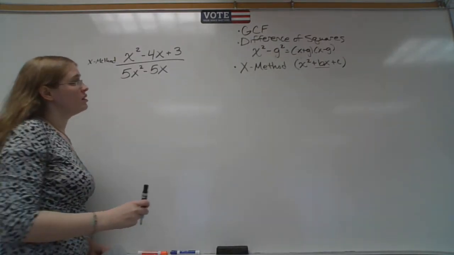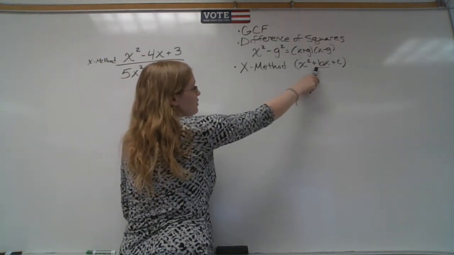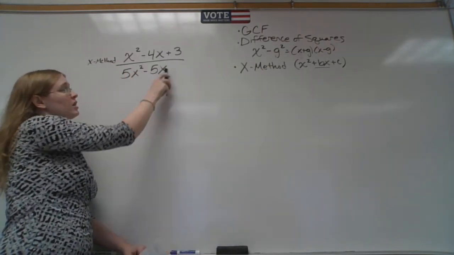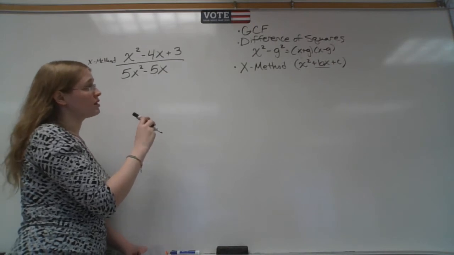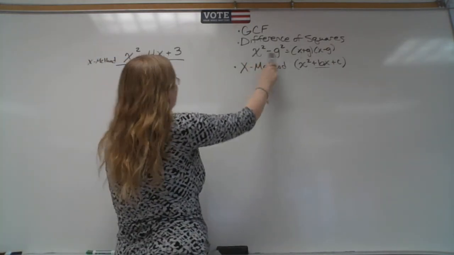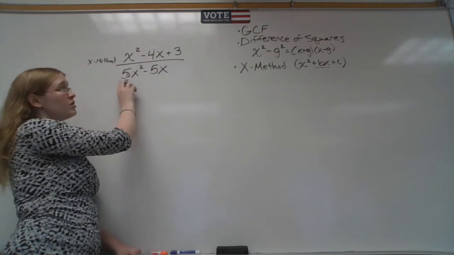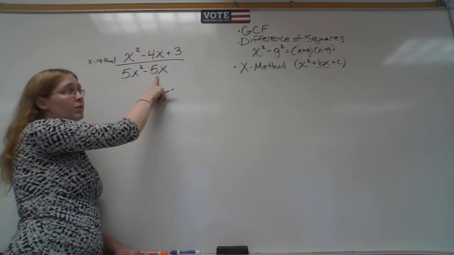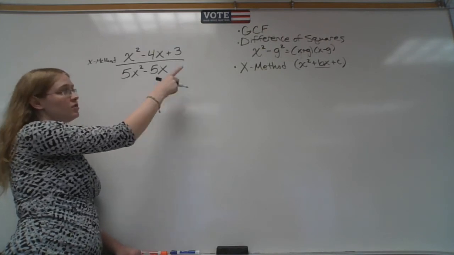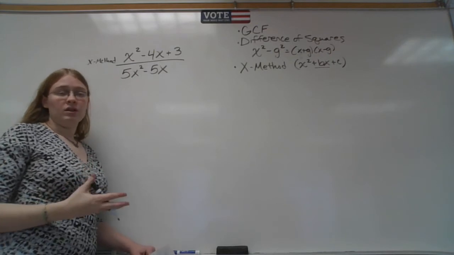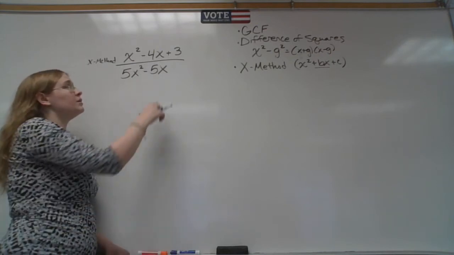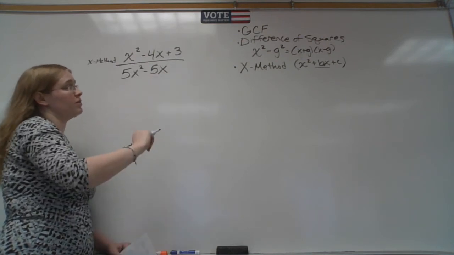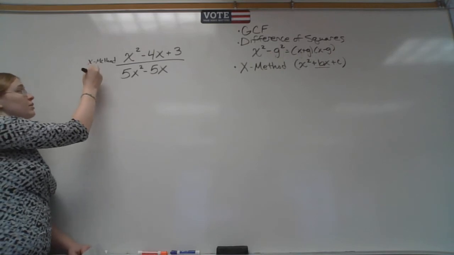5x squared minus 5x. So this has 5x squared minus 5x, but it doesn't have a constant. This almost looks like an x method, but it doesn't have our constant. So it can't be x method. x squared minus g squared. Again, this almost looks like it. We've got our x squared and we've got our minus, but this is not a number by itself, a constant. g squared is supposed to be a constant, right? 4, 9, 16, 25. This has an x in it, which is not allowed for difference of squares. So it can't be difference of squares. So that leaves GCF.